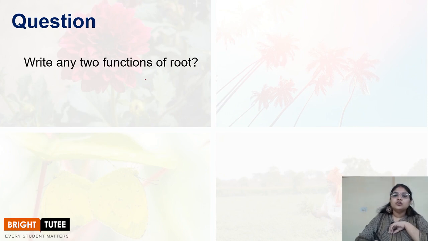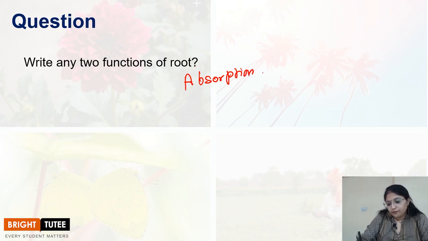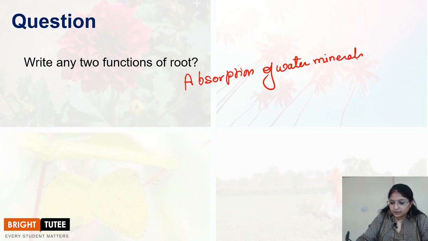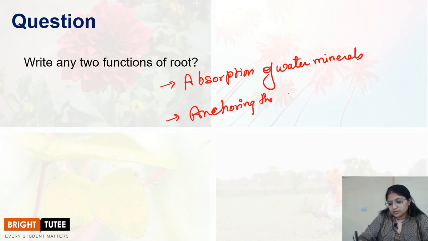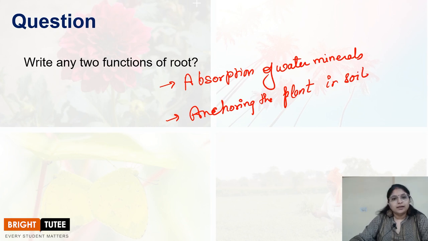Right? Any two functions of the root. So, two functions of the root are, first, absorption of water and minerals. Right? Apart from that, anchoring the plant in soil. Right? These are the two important functions of a root system.